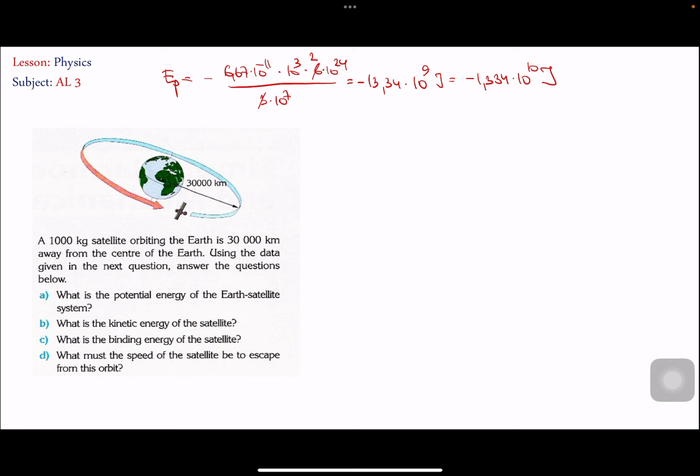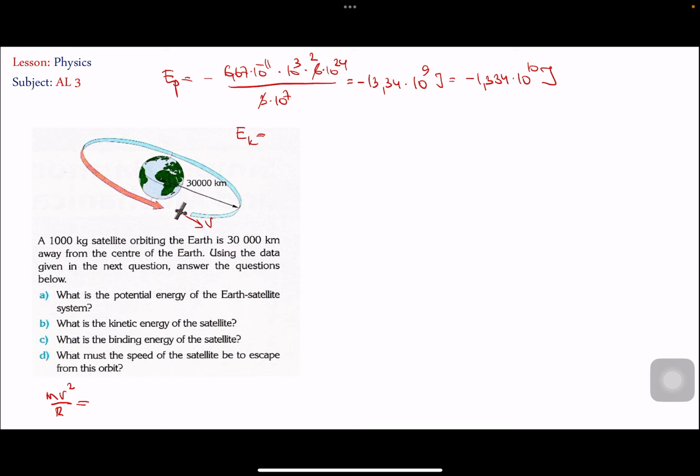Now, I have to calculate the kinetic energy of this object here, I mean of the satellite. In order to do this, first of all, I have to find out the speed of this satellite. It has got a certain speed here. So in order to find the speed, I have to equalize the universal gravitational force with the centripetal force that I said before.